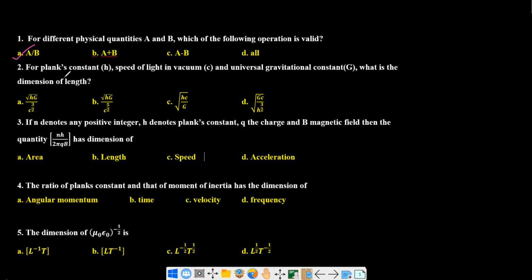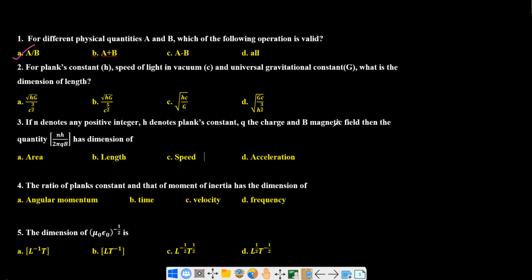Similarly, let us look at the second question. For Planck constant h, velocity of light in vacuum c, and the universal gravitational constant G, which of the following possesses the dimension of length? We have been given some quantities: root of hG, c to the power 3 by 2, c to the power 5 by 2, and so on. You are much familiar from the general calculation that we have to get the unit of length.